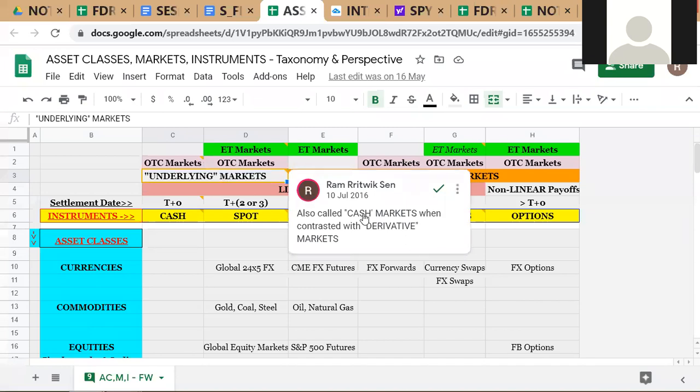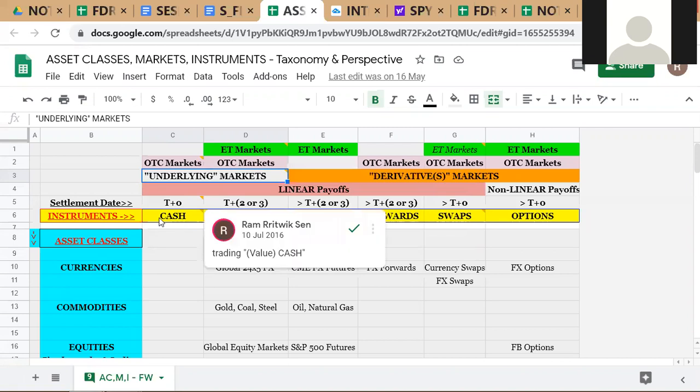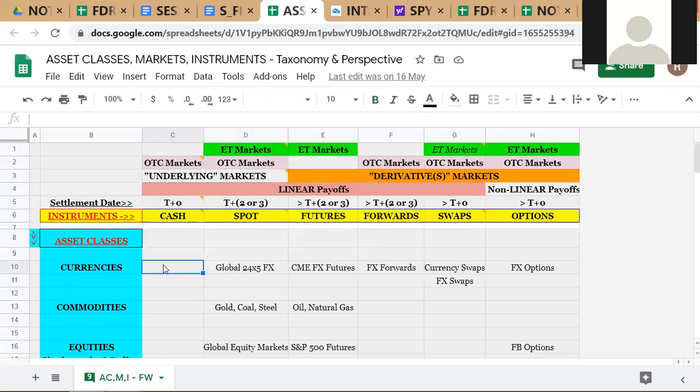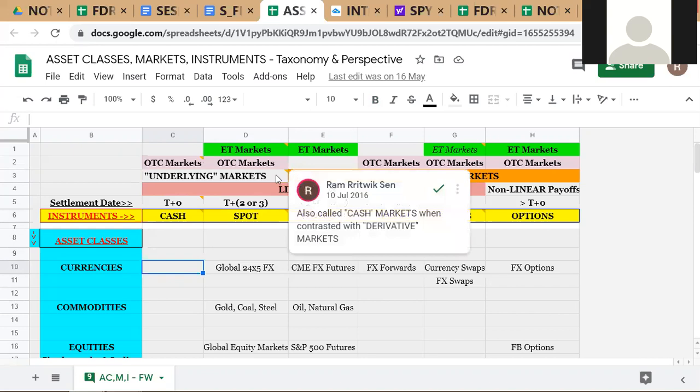Now when we say cash markets, this is not the same as the use of the word cash here. Cash, trading value cash. If somebody comes to you, you're sitting in the Standard Chartered trading room and a customer, L&T, calls up saying, I want to buy cash. I want to buy dollars value. I want to buy $20 million value cash. Now that's not the same use of the word cash as what we are using here.